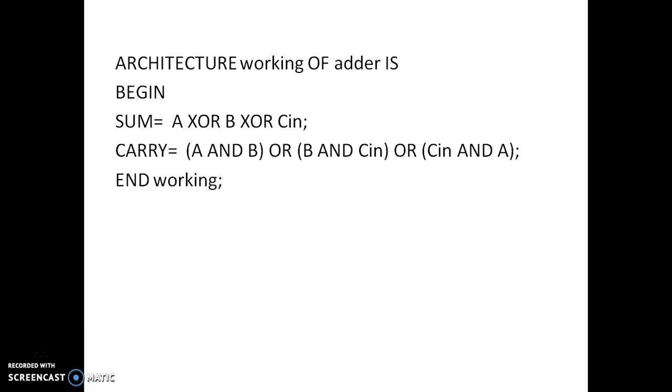For writing this data flow modeling, first we have to write architecture, then the name of the architecture, then the keyword of, then the name of the entity and the keyword is. Here working is the name of the architecture and adder is the name of our entity. It means that the architecture working is for the adder entity. Then we have to write the begin keyword. The begin keyword suggests that it is the beginning of your architecture.